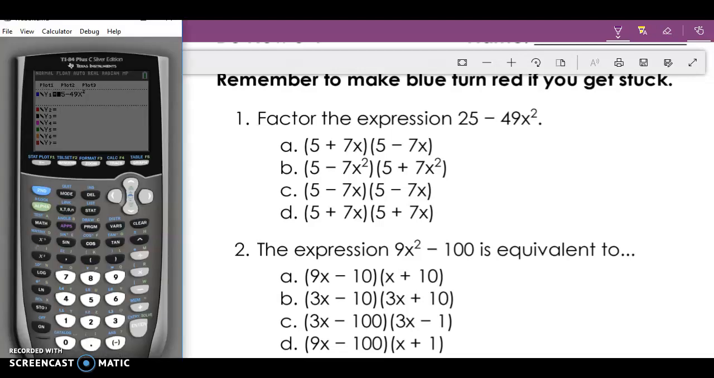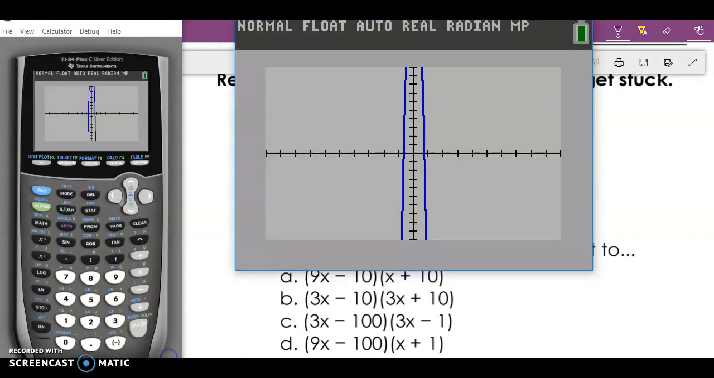All right, guys, we're going to go ahead and go over the do now. I should have already handed that in. For question number 1, if we type that into y equals, y1, and press graph, you can see that this has two solutions, so two different factors.